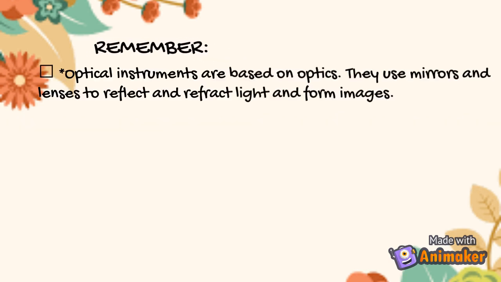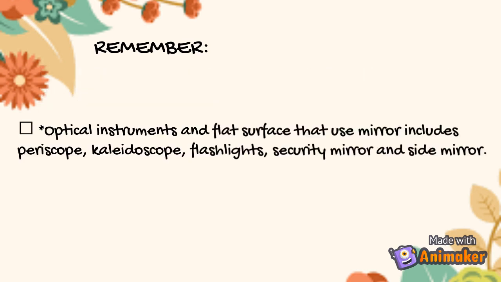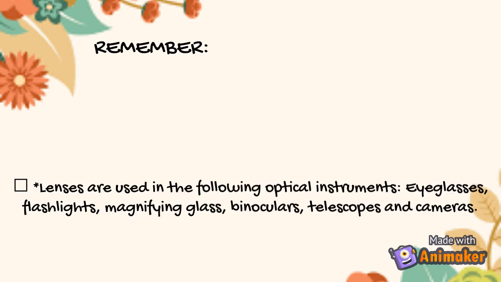Optical instruments are based on optics. They use mirrors and lenses to reflect and refract light and form images. Optical instruments with a flat surface that use mirrors include the periscope, kaleidoscope, flashlight, security mirror, and side mirror. Lenses are used in the following optical instruments: eyeglasses, flashlights, magnifying glass, binoculars, telescopes, and cameras.